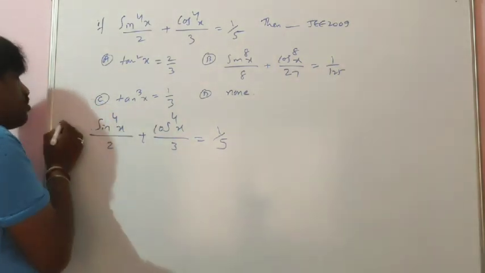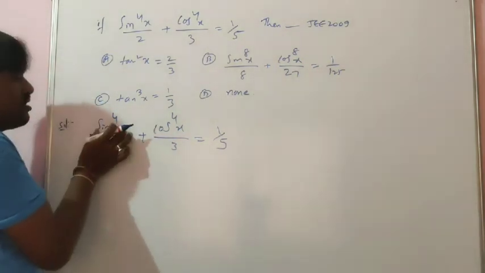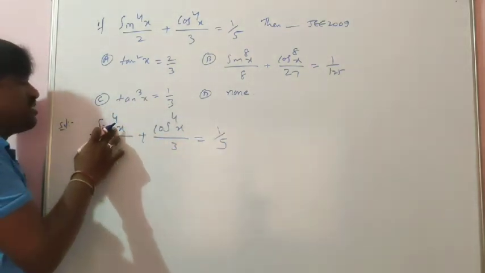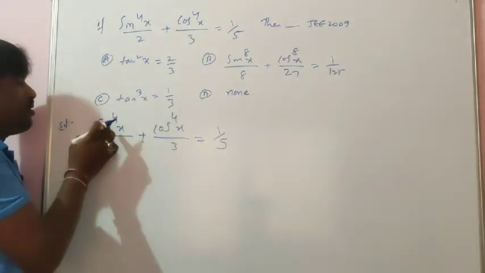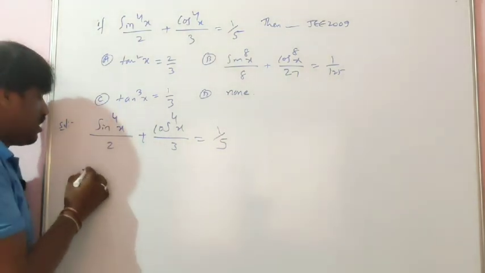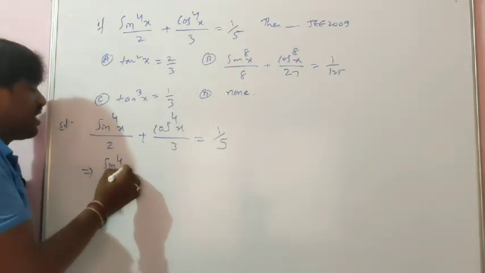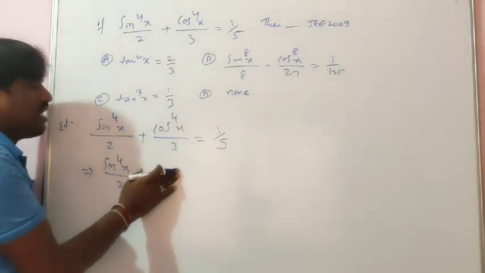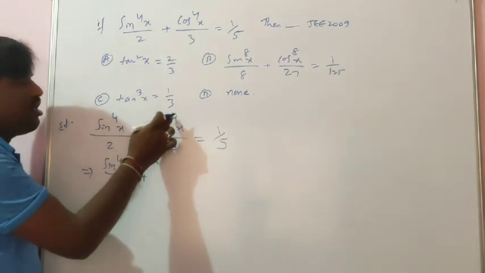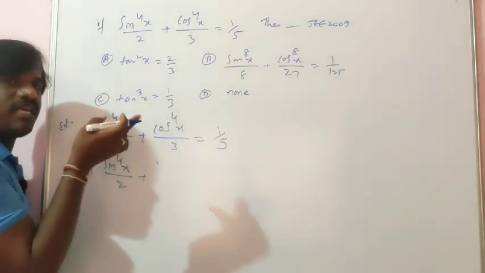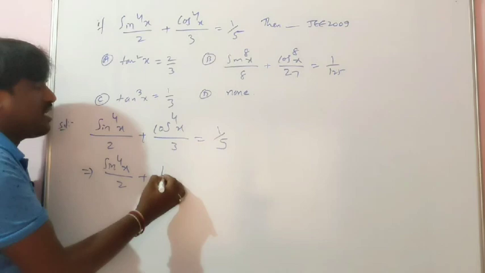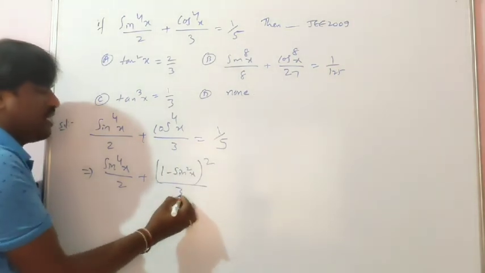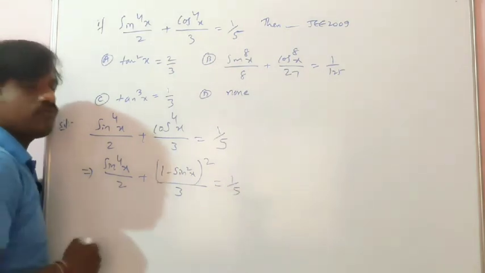The idea to solve this question is to convert everything into sin form. Means if it is there in sin, you can convert this as sin, or you can convert this one in cos. So what I do here, sin power 4x divided by 2 plus, cos power 4x can be written as cos square x whole square. Cos square x can be written as 1 minus sin square x, and this whole square divided by 3 is equal to 1 by 5. This is what I am getting.